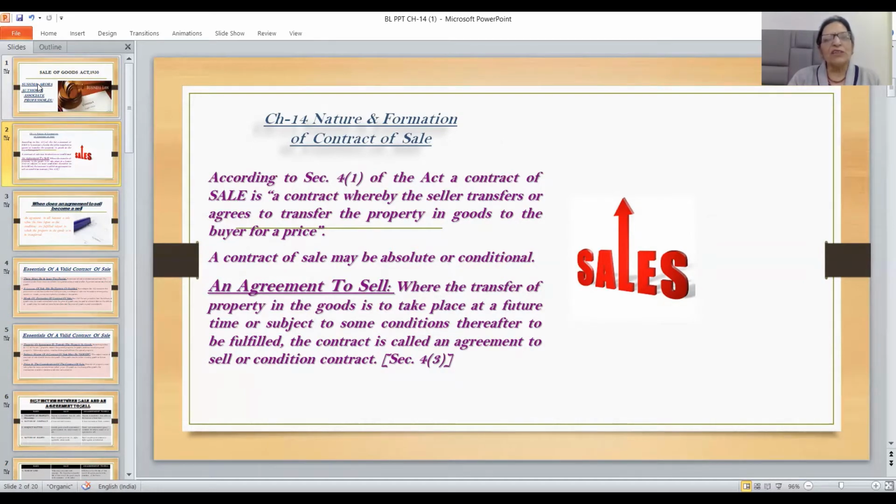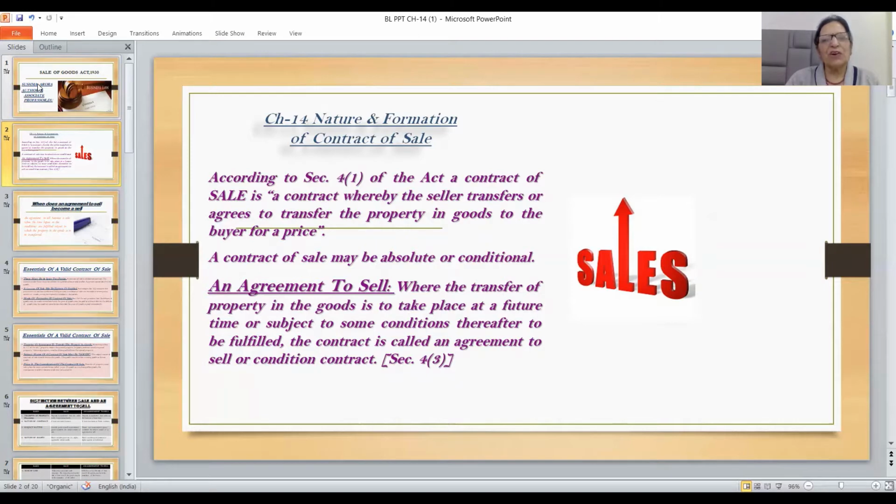So what is a contract of sale? The contract of sale has been defined under section 4 subsection 1. A contract of sale is a contract whereby the seller transfers or agrees to transfer the property in goods to the buyer for a price. So if he transfers the property in goods to the buyer for a price, it is known as sale.